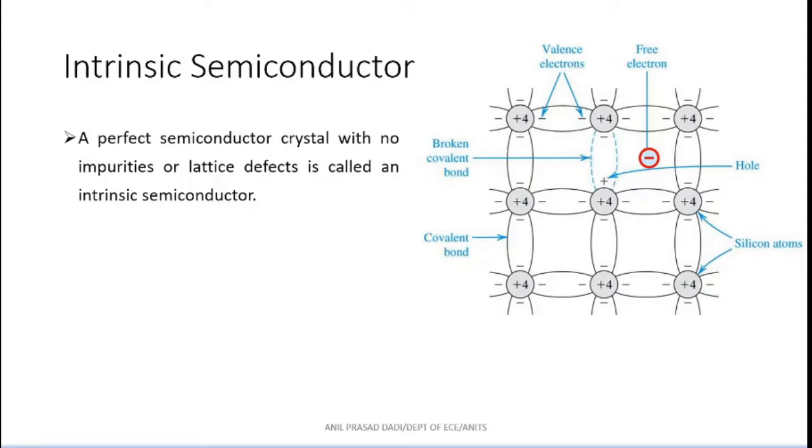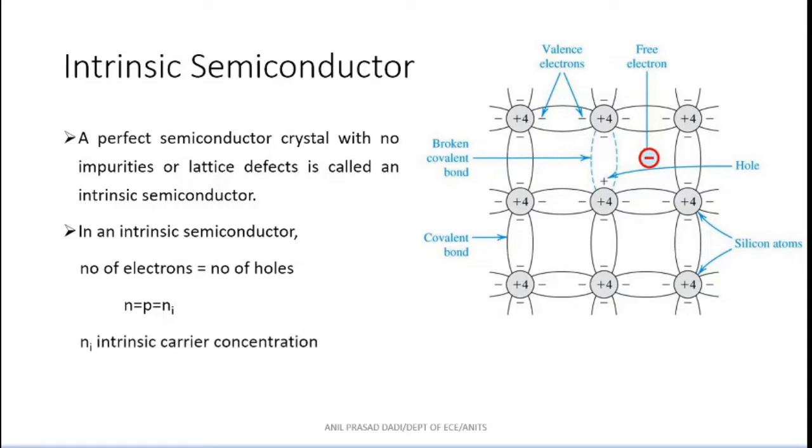And how do you identify whether it is an intrinsic semiconductor or not? What is the property of an intrinsic semiconductor? Very good. The number of electrons is equal to the number of holes, and that number of electrons or holes is equal to the intrinsic carrier concentration Ni, where Ni is the intrinsic carrier concentration.